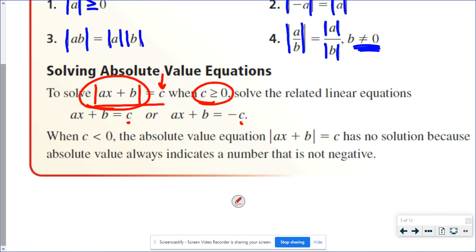Okay? Also, they will try to trick you sometimes today. If I give you a problem where C is less than 0, so if C is negative, I'm going to get no solution. Because if I take the absolute value of anything and I get a negative number, so let's say that this is -3, that can't happen when I take the absolute value. It's going to be positive. So I get a no solution, which is, remember, that sign.